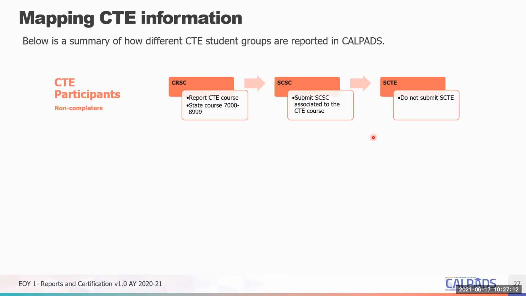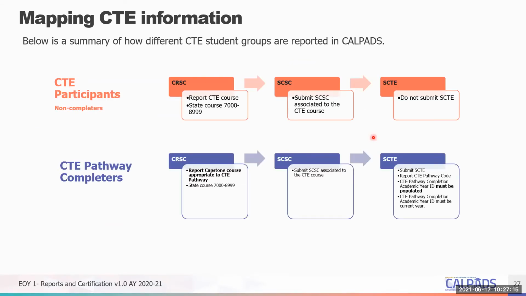So again, in terms of reporting of the files, this is how it's mapped. A participant is just someone who has a CRSC reported. You submit the CTE course 7,899, and then of course you submit the student's SCSC record associated to this course. But if you do not submit an SCTE, and if this is not a capstone course, then this is merely a participant. Or even if it's a capstone course, as long as you don't submit an SCTE record, CalPAS will flag the student as just a mere participant.